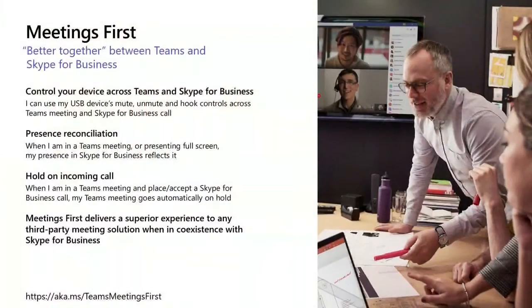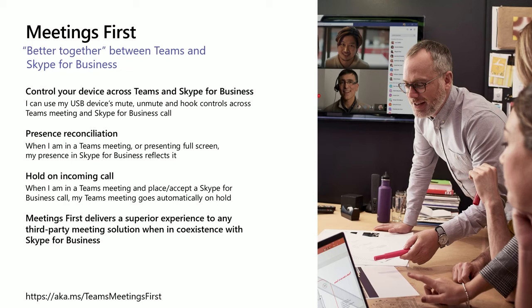So first and foremost is the HID controls that I mentioned earlier, right? Making sure that you can properly control your device. If I'm in a Teams meeting and I hit the mute button, it actually mutes the Teams meeting, right? Being able to do those basic tasks. The presence reconciliation. I join a meeting in Teams, update my presence in Skype to be in a conference call, because I am, right? Hold an incoming call. I'm in a Teams meeting and somebody makes a call to me on Skype for Business, right?